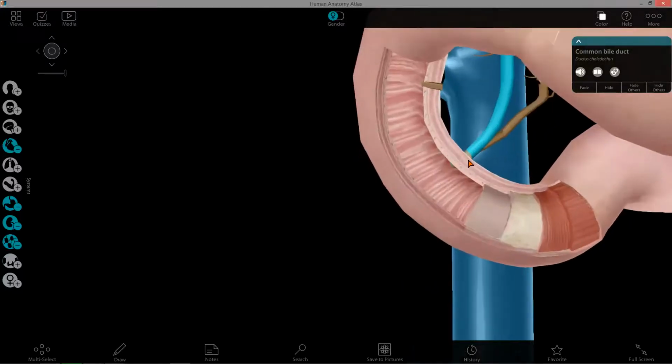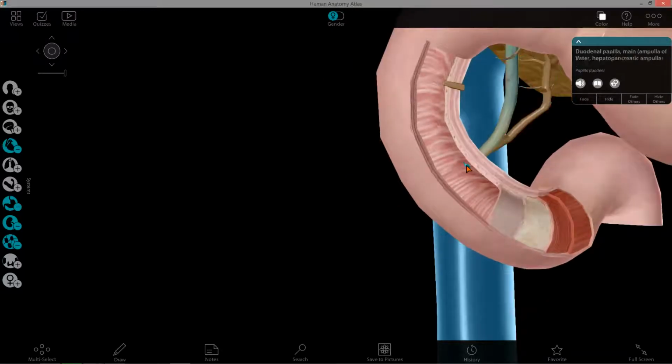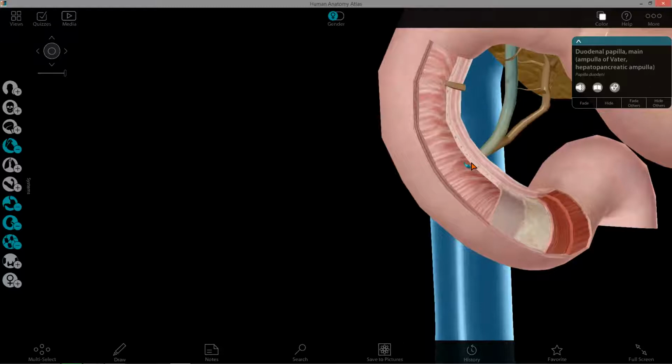If I zoom in just a bit more, you can see here is the Ampulla of Vater, which is a combination of the common bile duct and the pancreatic duct. Now the Ampulla of Vater drains into the major duodenal papilla, seen here on the inside of the descending portion of the duodenum. Now the major duodenal papilla is important for a whole host of reasons.